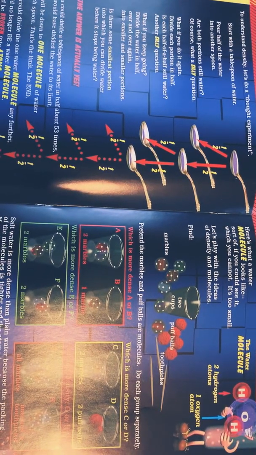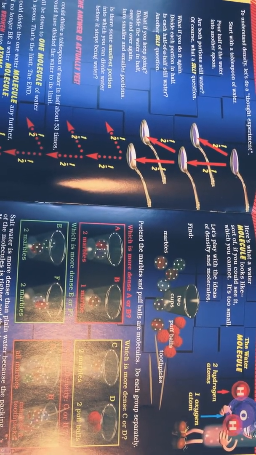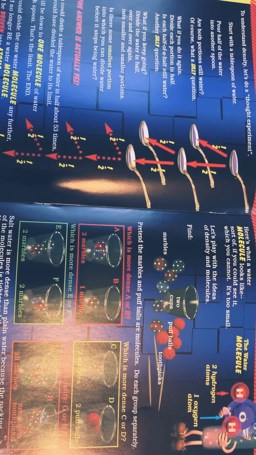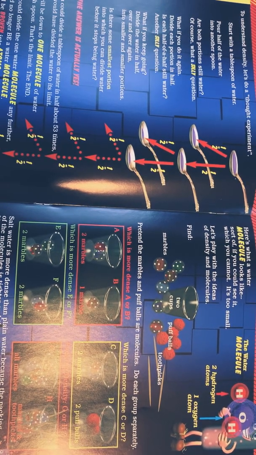Salt water is more dense than plain water because the packing of the molecules is tighter and the atoms in salt are heavier. More dense things sink. Less dense things float.